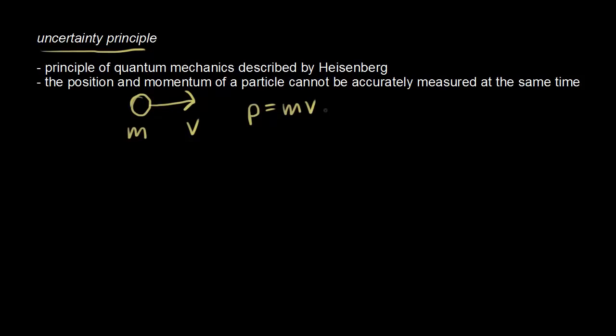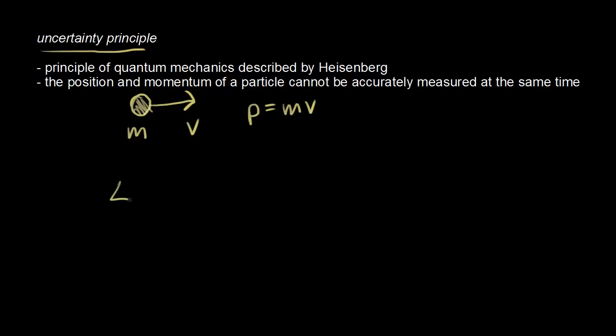same time. So if you know the position, if you know where that particle is in space really well, you don't know the momentum, or you don't know the velocity of that particle, and vice versa. If you know the momentum really well, you don't know the position. So let's look at a mathematical description of the uncertainty principle.